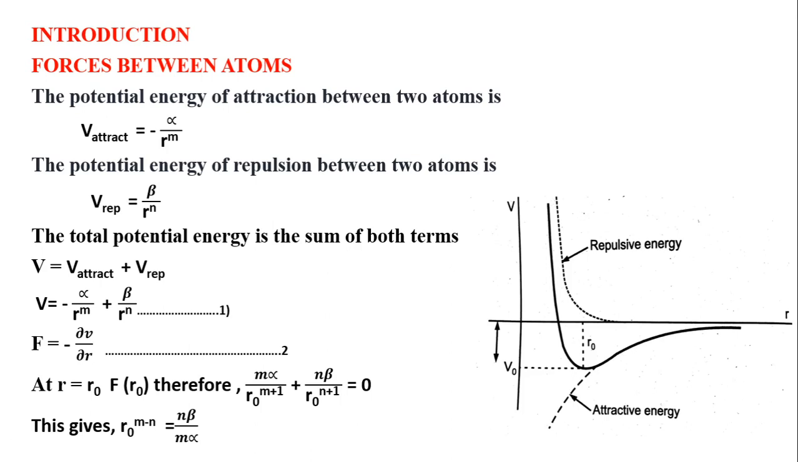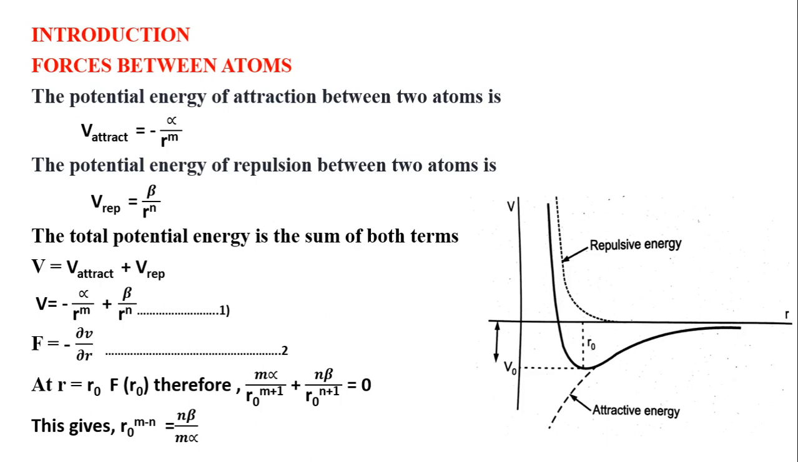The resultant potential energy curve has a minimum at some distance r equals r0. So for r greater than r0, the potential increases gradually, approaching 0 as r tends to infinity, while for r less than r0, the potential increases very rapidly, tending to infinity as r tends to 0. Since the system of atoms tends to have the lowest possible energy, it is most stable at r equals r0, which is the equilibrium interatomic distance.